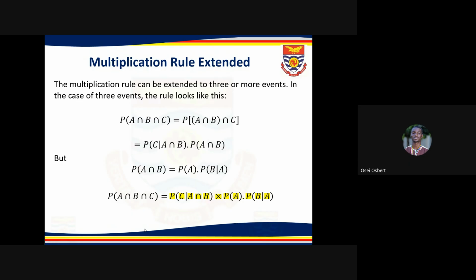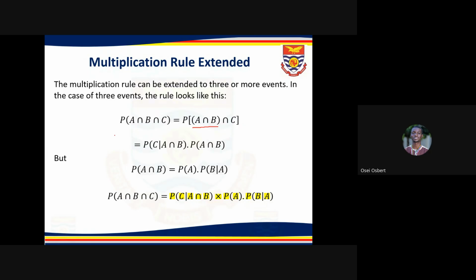So the multiplication rule can also be extended to 3 or more events. So here, if we have 3 events, probability of A intersection B intersection C can be the probability of A. The intersection as an operator is associative. That is, we can look at 2 at a time and give the same answer.